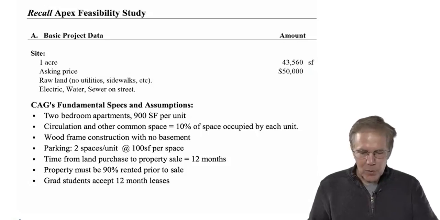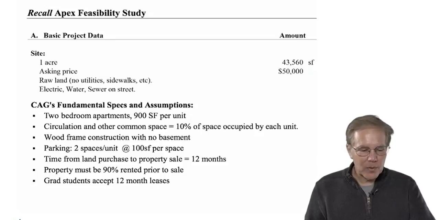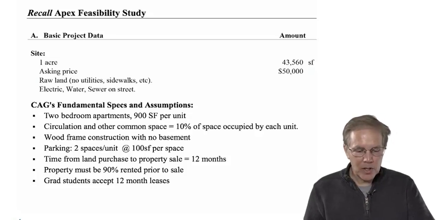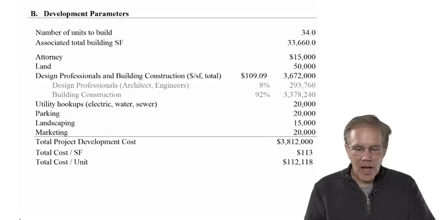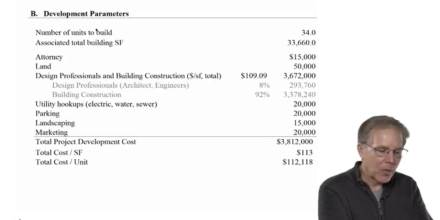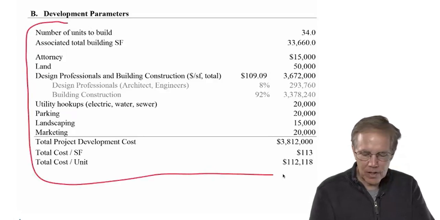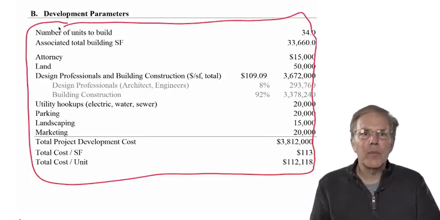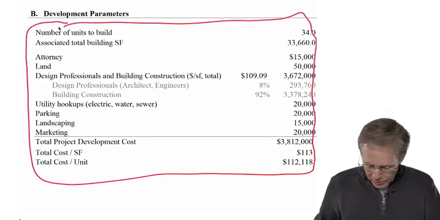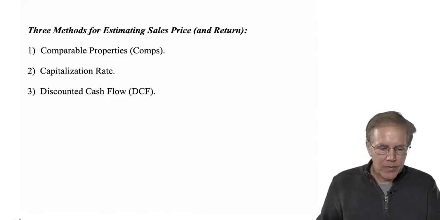Okay, so for the feasibility study for Apex, you will recall we had about 44,000 square feet for 1 acre. Asking price was $50,000. CAG was going to put together 2-bedroom apartments, 900 square feet per unit, 2 stories, total of 34 units, 2 parking spaces per unit, et cetera. And we came up with these preliminary numbers for the development costs and got a total cost of about $3.8 million, or about $113 per square foot.